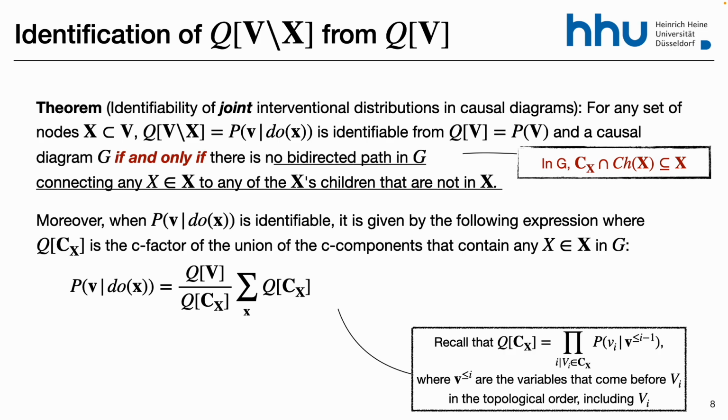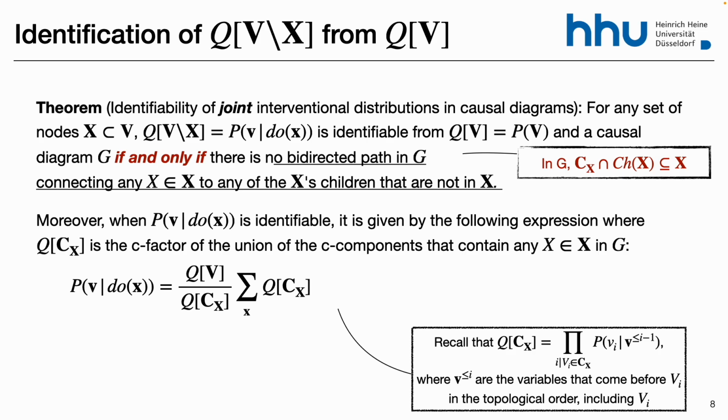Isn't it given then that in the C component there is no bidirected path from a child in X to one outside of X because it's the same C component? No, I'm telling you that this equation here, probability of V given do X, you're going to have an identifiability of this interventional distribution, so this is a set, if and only if you compute the C components of X, it doesn't include the children of X.